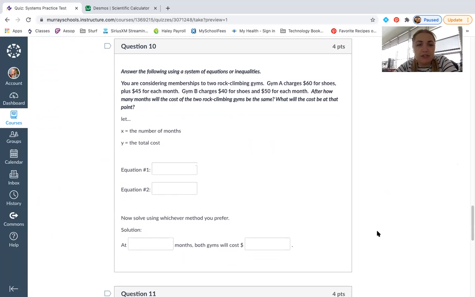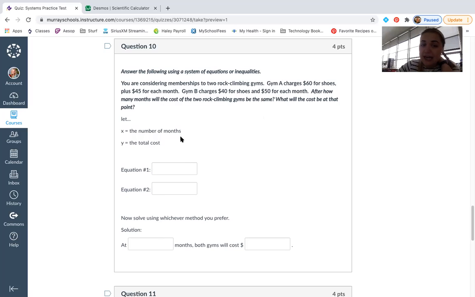Okay, question number 10. Answer the following using a system of equations or inequalities. So you are considering memberships to 2 rock climbing gyms. Gym A charges $60 for shoes, plus $45 for each month. Gym B charges $40 for shoes and $50 for each month. After how many months will the cost of the 2 rock climbing gyms be the same? And what will the cost be at that point?